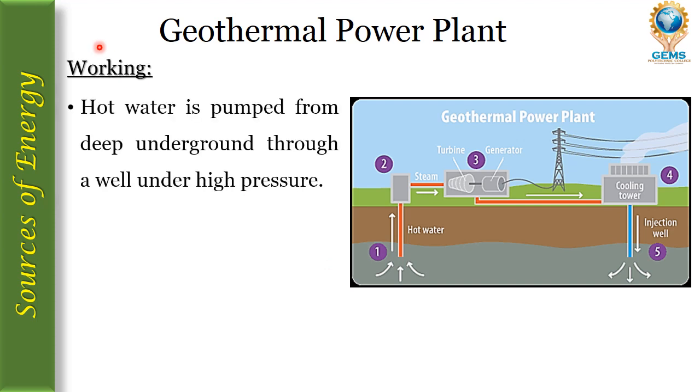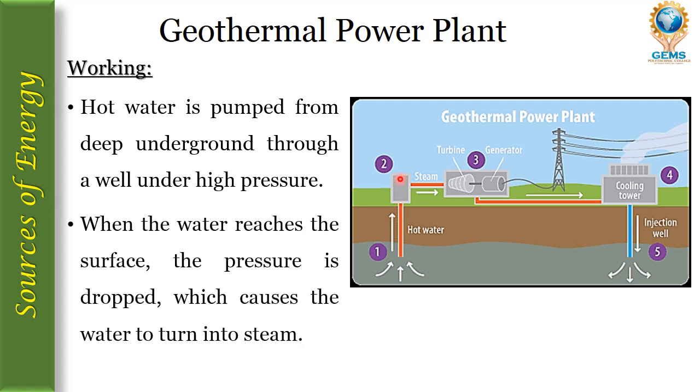Now let us see how this geothermal power plant works. Hot water is pumped from deep underground through a well under high pressure. So from point 1 to 2, the hot water is pumped from deep underground through a well under high pressure.